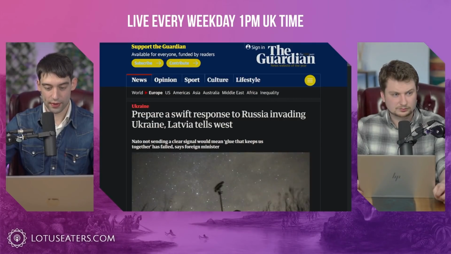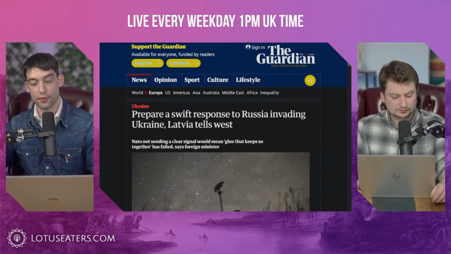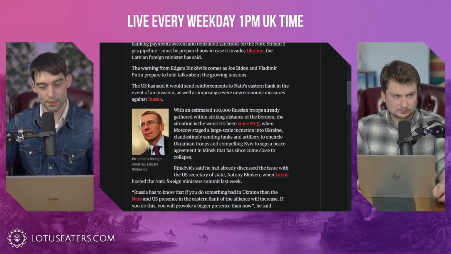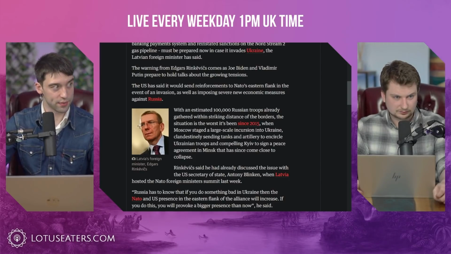So the US has said it would send reinforcements to NATO's eastern flank in the event of an invasion, which is suspected may be on the cards by some NATO planners, as well as imposing severe new economic measures against Russia if an invasion were to happen.